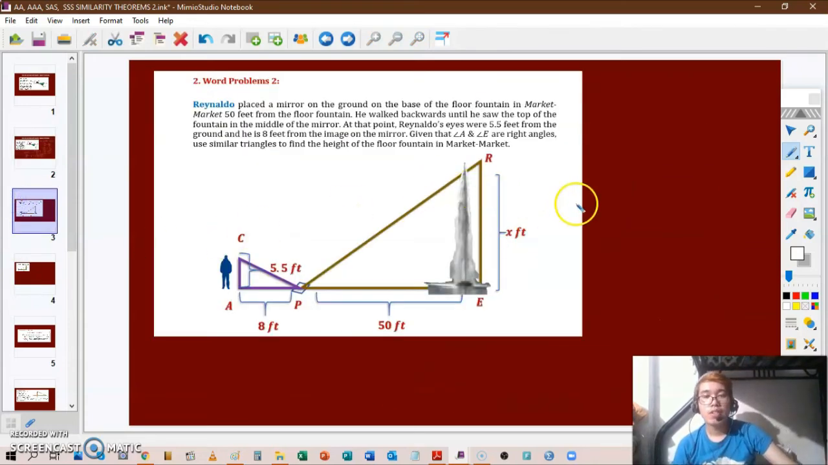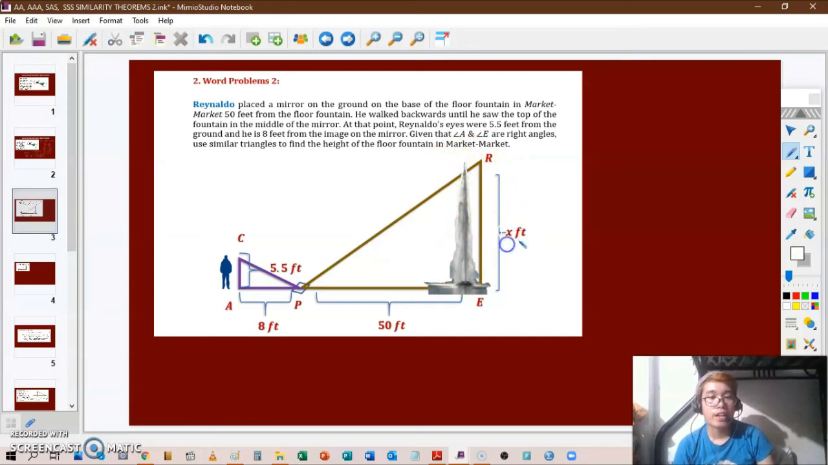Okay, so we have this second problem. Reynaldo placed a mirror on the ground on the base of the floor of a fountain and marked it 50 feet from the floor of the fountain. He walked backwards until he saw the top of the fountain in the middle of the mirror. At that point, Reynaldo's eyes were 5.5 feet from the ground and he is 8 feet from the image of the mirror. Given that angle A and angle E are right angles, use similar triangles to find the height of the fountain, marked x.